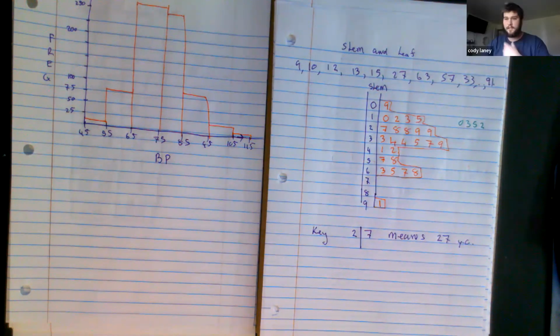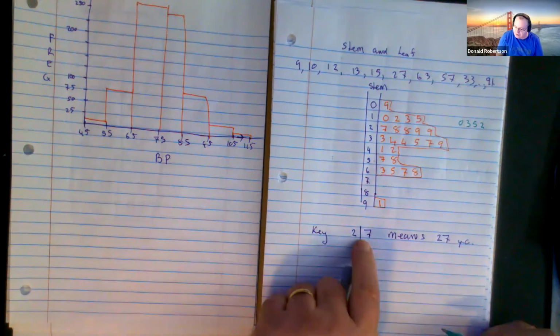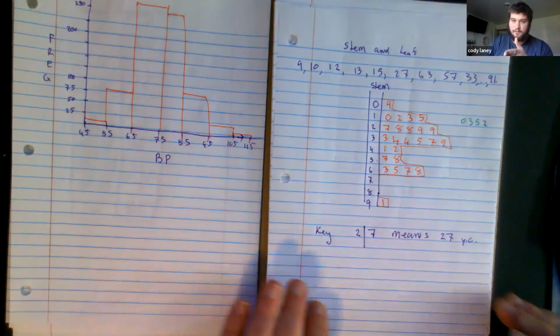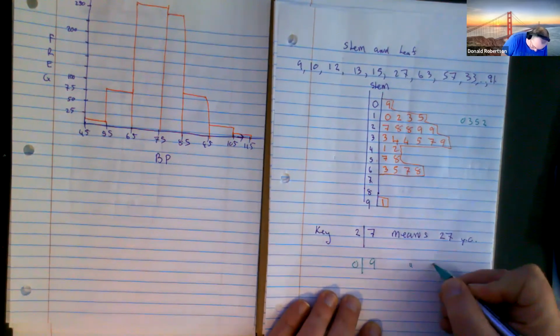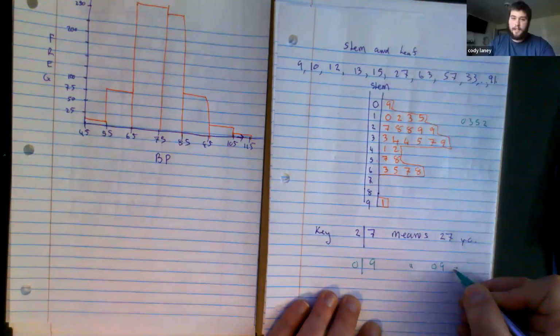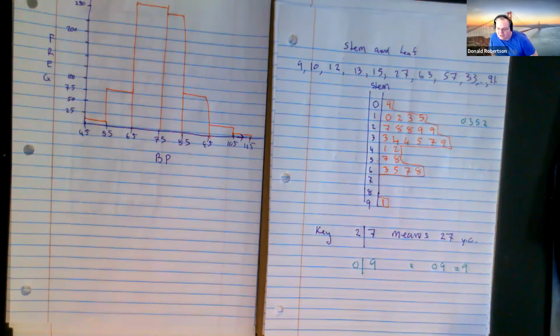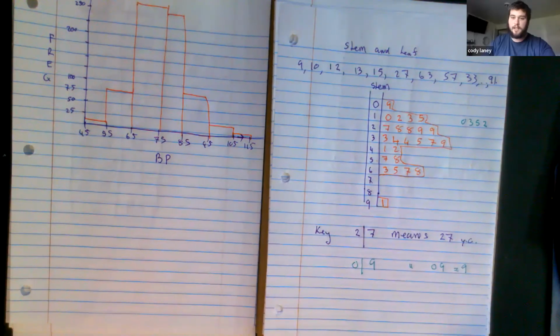I don't understand the key. Oh, the key: 2/7 means 27. Okay. So for the 09, what is that? Just 9 years old? Yeah, 0/9. I guess it means 09, but really that just means 9. Oh, okay, so the 1, 0, 1, 2, that's 10, 12, 13, 15. Yeah, you got it. And 63, 65, 67, 68 makes sense now. 91. Okay, yeah, perfect. 91, right?